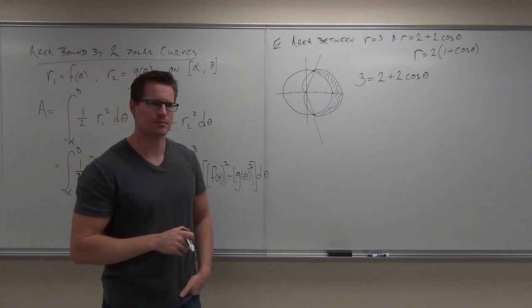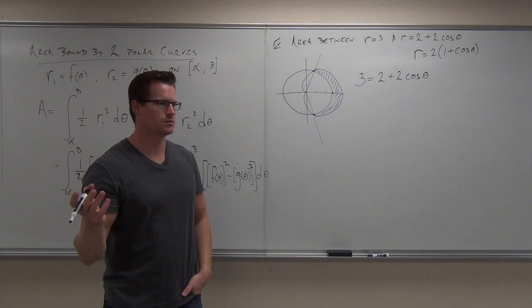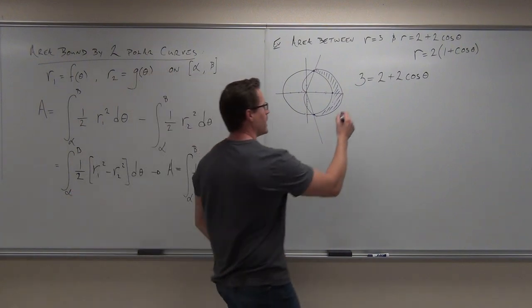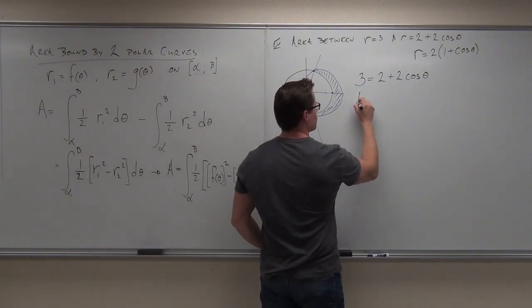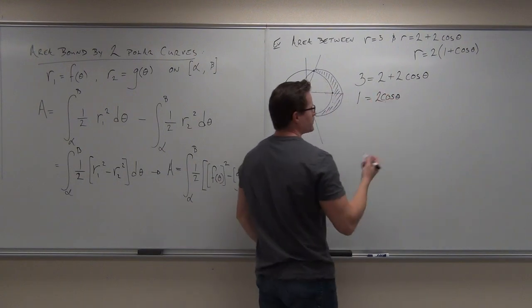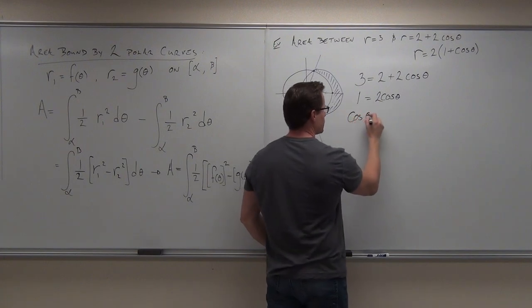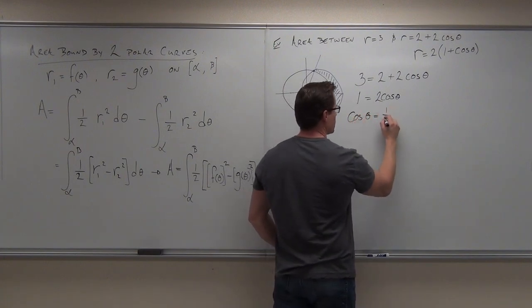So far, so good? Solve it. How are we going to solve that? Probably a good idea. Subtracting 2, 1 equals 2 cosine theta. Divide by 2. I'm going to flip the sides. Cosine theta equals 1 half.